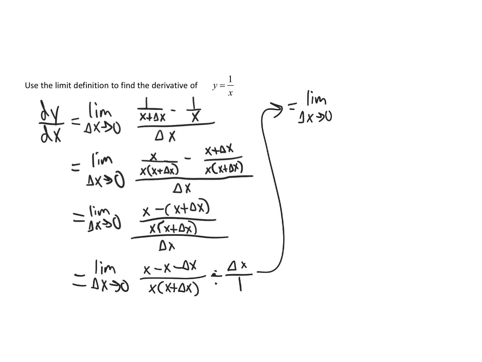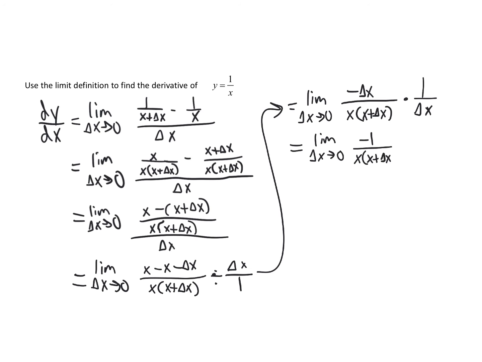At the same time, I'm also going to simplify because we have x minus x here. We can now divide out a delta x. At which point we can now substitute 0 in for delta x. And we get our final derivative, negative 1 over x squared.